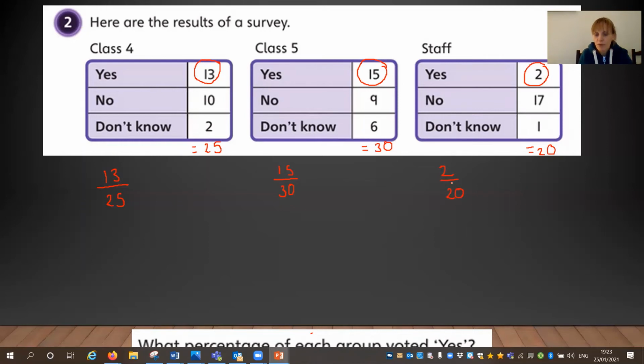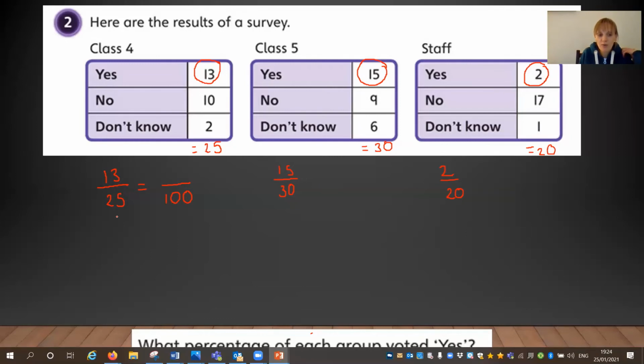Now, how am I going to represent these as a percentage? Well, I have got to make all of these fractions somehow become out of 100. Now, for this one and this one, the staff and class 4 is going to be one step. Maybe pause the video and see if you can have a go at converting them to be a fraction out of 100, and then come back and we can have a look to see how you've got on.